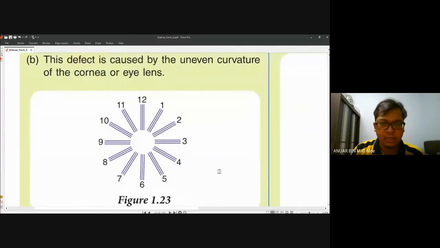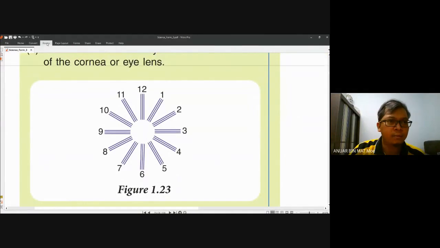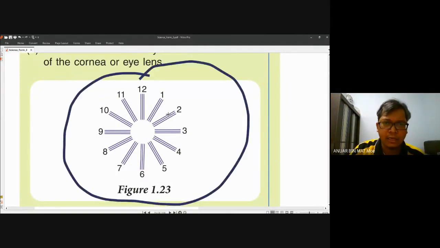If you can see Figure 1.23 here, kalau kamu tengok gambar ini, can you see all the lines here clearly? Line number 1, number 2, number 3, number 4, until line number 12. If you can see all the lines here clearly, then you have normal vision.